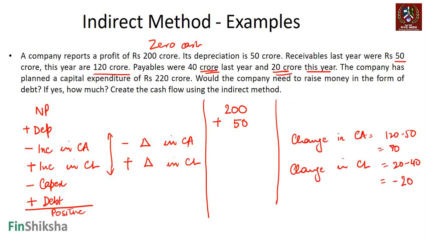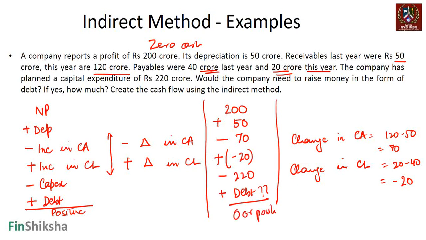What do we do to change in current assets? We subtract it. So minus 70, and we will understand this in a moment. And what do we do to change in current liabilities? We add minus 20. So effectively we will end up subtracting 20, right? And then we have a capex of 220. We have to find out if the company has taken any debt such that we end up being zero or positive, right? That's what we want to find out. So we can do the calculation.